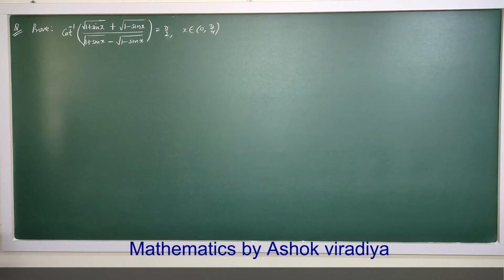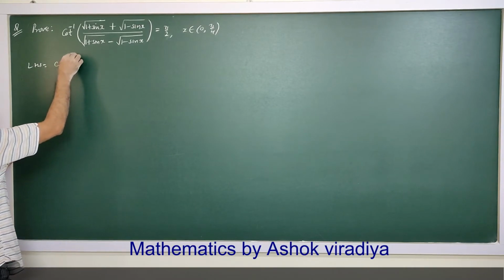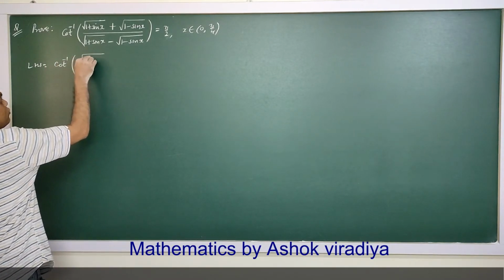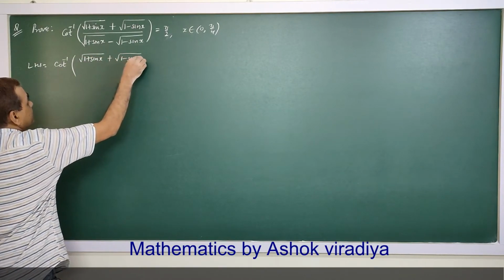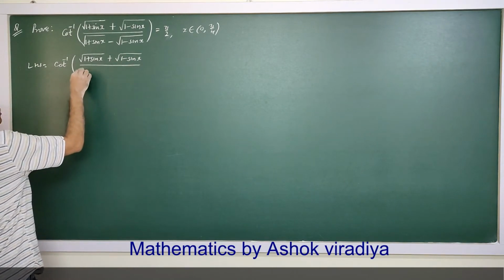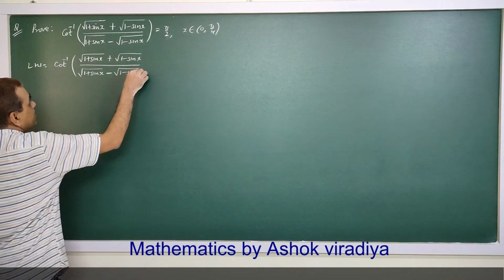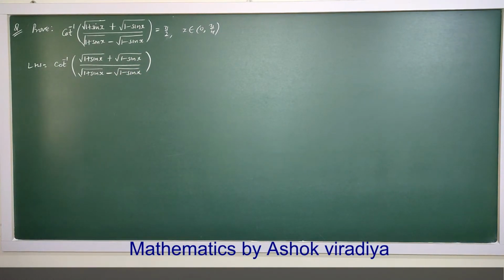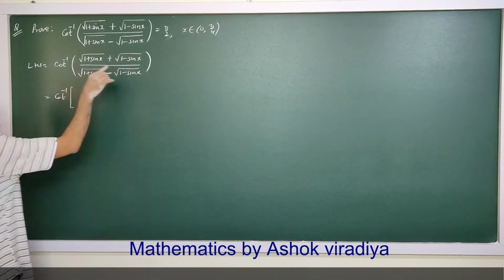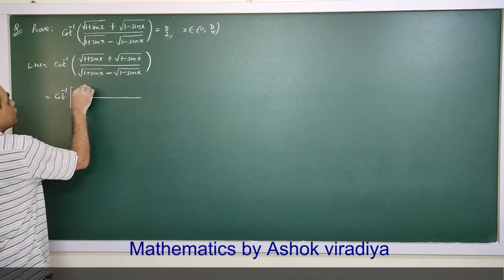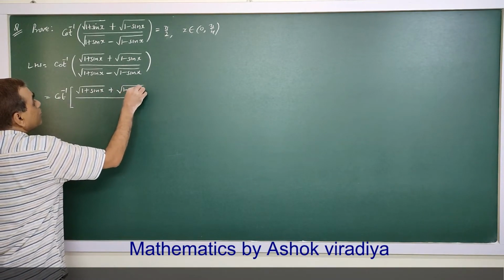So to prove this question, beginning from the left hand side is cot inverse of (square root of 1 plus sine x plus square root of 1 minus sine x) upon (square root of 1 plus sine x minus square root of 1 minus sine x). This is the left hand side. Here inside this function, this number, we multiply and divide by its conjugate. Means we multiply and divide by the conjugate of the denominator.